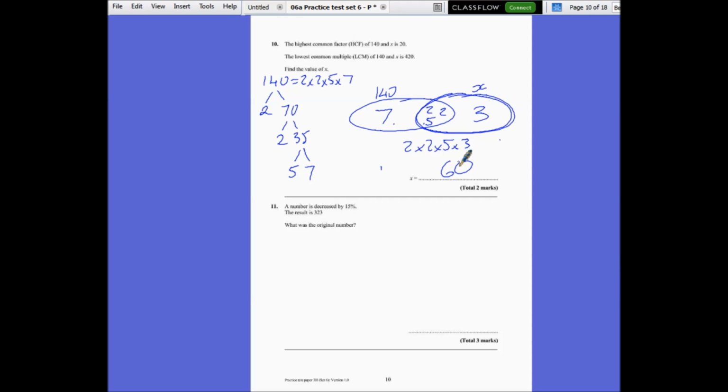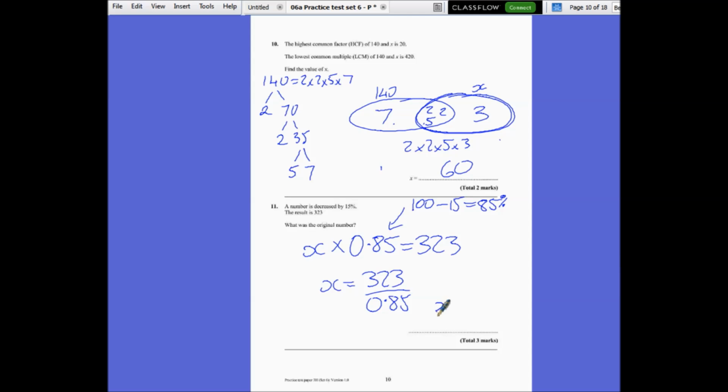Question 11. A number is decreased by 15% and the result is 323. What was the original number? If I knew the original number, I would multiply it by 0.85 to get my answer 323. The reason it's 0.85 is because that's 100% decreased by 15%. Take 15% off 100, we get 85%, which is 0.85 as a decimal. So to work out our value for x, we'll do 323 divided by 0.85, and that gives us 380.